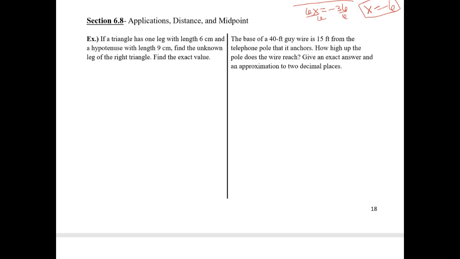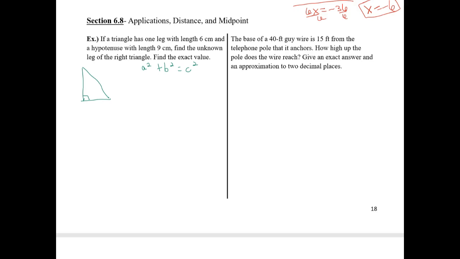So this example on the left says, if a triangle has one leg with length 6 centimeters and a hypotenuse with length 9 centimeters, find the unknown leg of the right triangle. Find the exact value. Okay, so they tell us it's a right triangle, which is good because with a right triangle, we know we can use the Pythagorean theorem of a squared plus b squared equals c squared. And that's only true for right triangles. If it's not right, then it becomes an inequality.